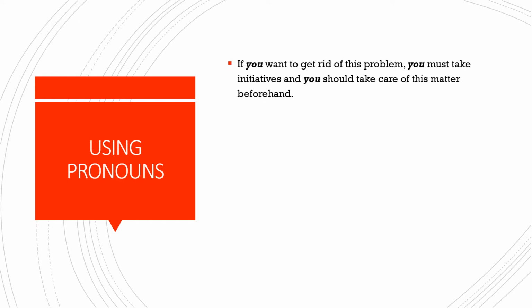The next one is using pronouns. You can use personal pronouns in your writing, but be very careful. If you are using the word you too much in your writing, it comes across as informal and means that you're personally addressing the reader. Suppose I have given the example: if you want to get rid of this problem, you must take initiatives and you should take care of this matter beforehand. From the above example, you can see how informal it sounds. The student would need to work on using the passive to give it a more academic feel.